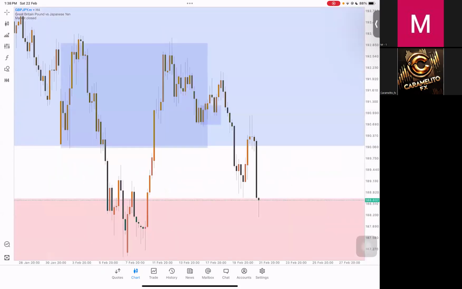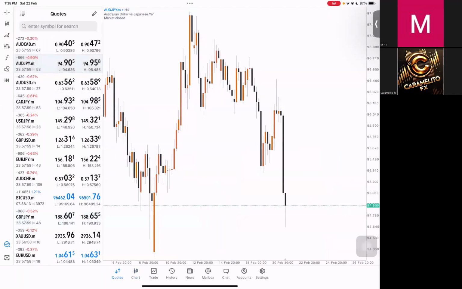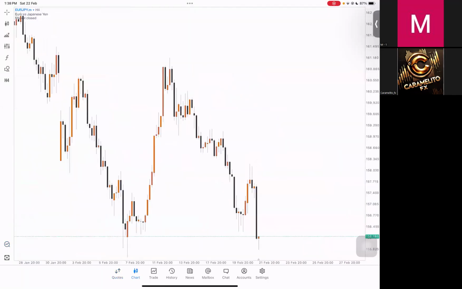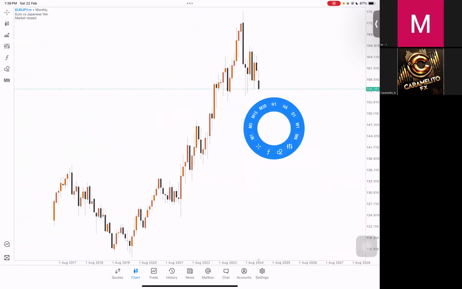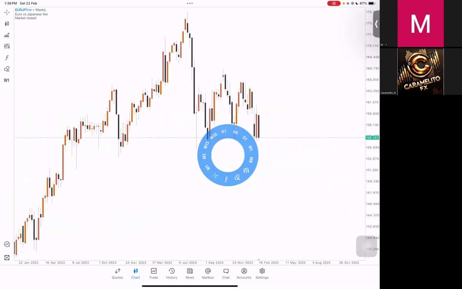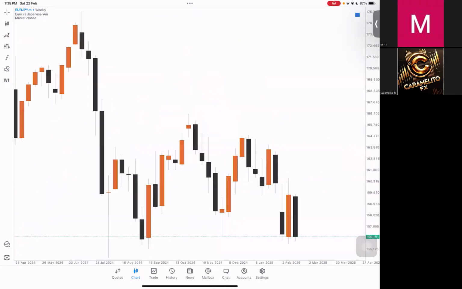Same goes for other pairs. Let's say any random pair. I just put any random pair. How do you find direction and storyline? The same thing applies. At least check on the weekly. After you check on the weekly, or at least monthly, only then can you understand what is going on in the high time frame.